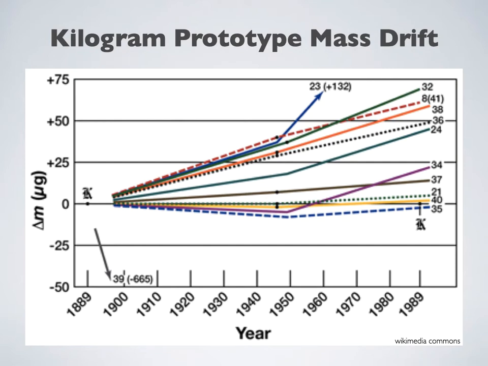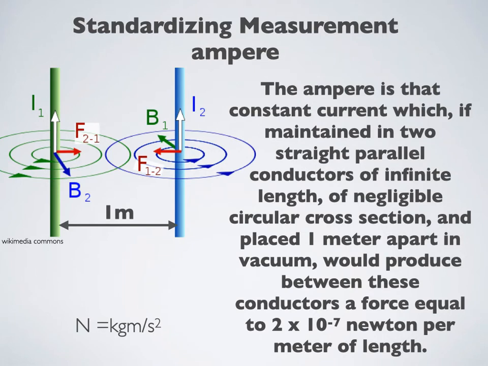I'm going to give you one more example of a standard, and that's for the ampere. The ampere is the measure of electric current, and it's defined as this. The ampere is that current which, if maintained in two straight parallel conductors of infinite length of negligible cross-section and placed 1 meter apart in a vacuum, would produce between these conductors a force equal to 2 times 10 to the negative 7 newtons per meter of length. That is a mouthful to go through there.